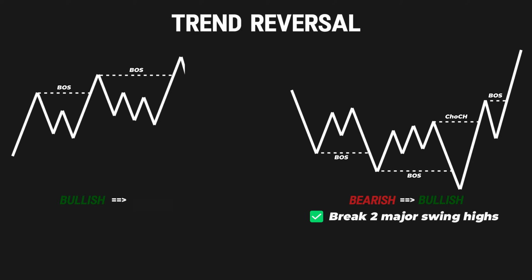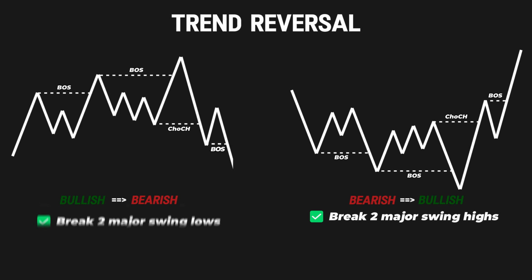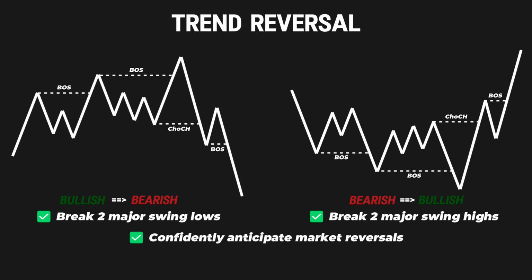Conversely, a bullish trend transitions to bearish when price decisively breaks below two major swing lows, signaling a strong shift from buyer dominance to seller control. Mastering the identification of these structural changes empowers traders to confidently anticipate market reversals, enabling them to enter trades earlier and align themselves effectively with emerging trends.